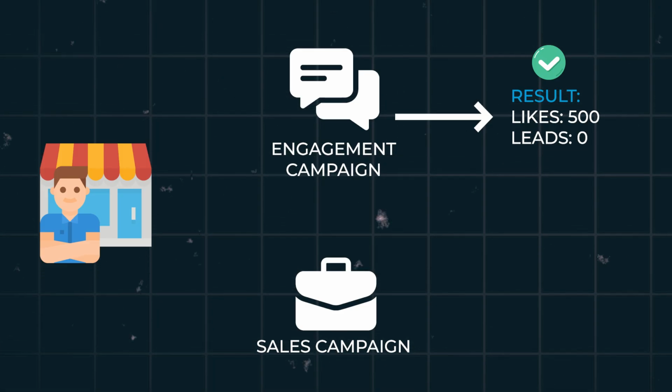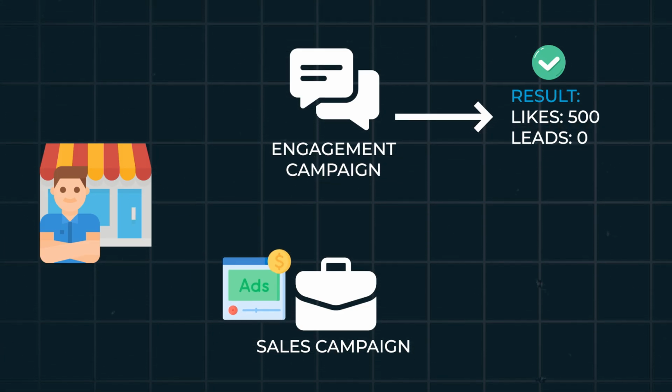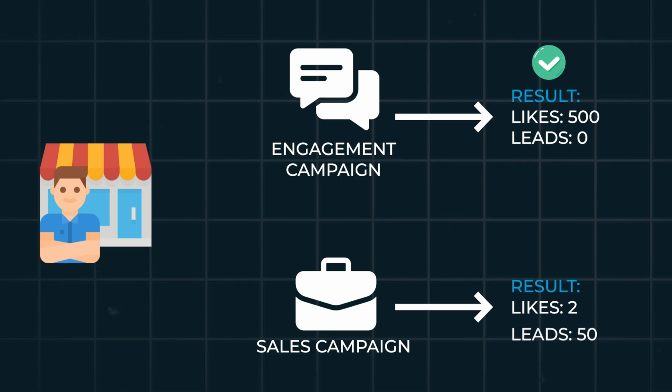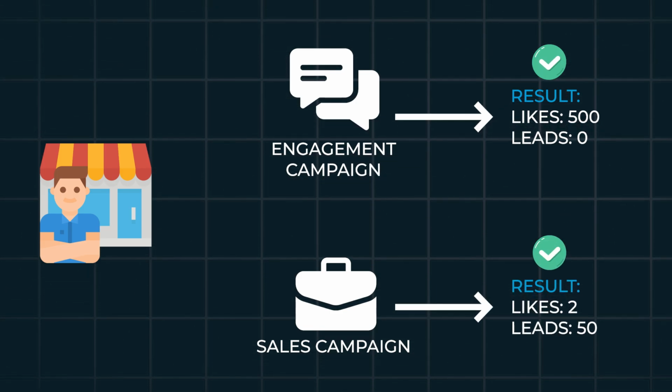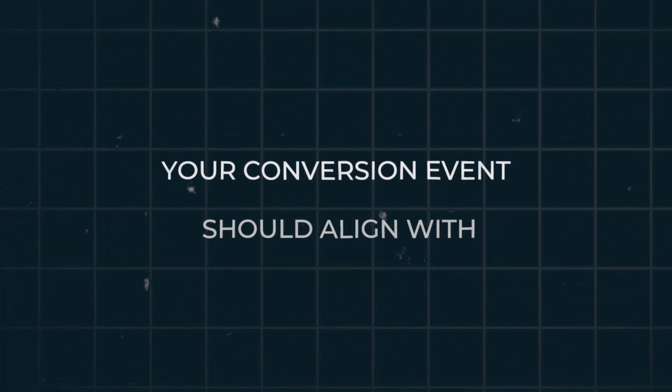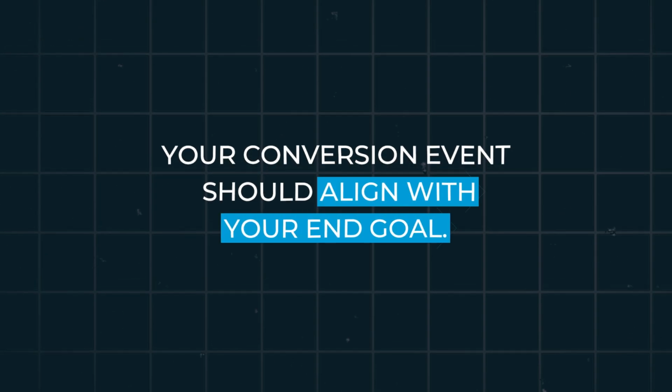Whereas if you target the exact same group of people with a sales campaign, which is essentially just a conversion campaign because you can tell Facebook what a conversion is to you, which in this case would be a lead, and you get 50 leads and 2 likes, Facebook is going to call that a win because it's optimizing for leads. It's looking for people within the target audience you've selected who are most likely to complete the event. So your conversion event should align with your end goal.